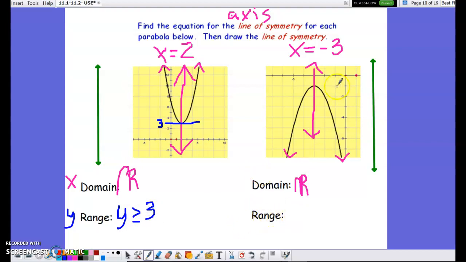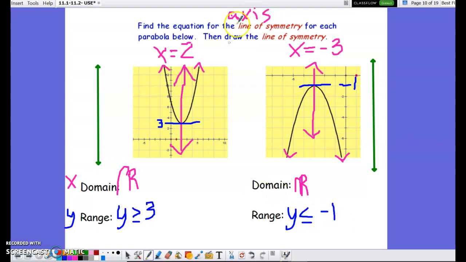With range for this one, if we think about y values, how high and how low, for how high it goes, it looks like it goes all the way up to a y value of -1 there. How low does it go? Well, it's got arrows on both ends, so it looks like it's going to go down forever. So it's everything below a y value of -1. So for range, we say y is less than or equal to -1.